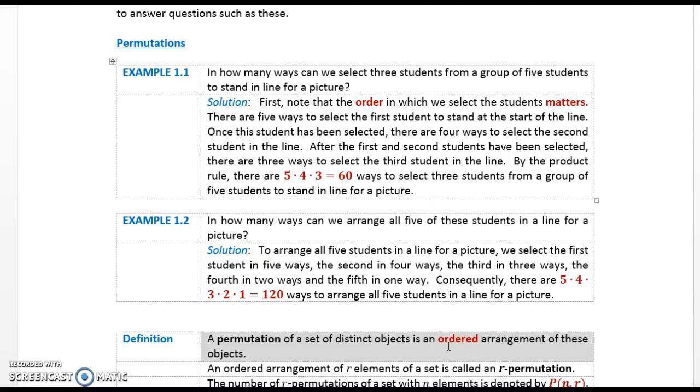Example 1.2. In how many ways can we arrange all 5 of these students in a line for a picture? To arrange all 5 students in a line for a picture, we select the first student in 5 ways, the second student in 4 ways, the third in 3 ways, the fourth in 2 ways, and the fifth in 1 way. Consequently, there are 5 times 4 times 3 times 2 times 1 equals 120 ways to arrange all 5 students in line for a picture.